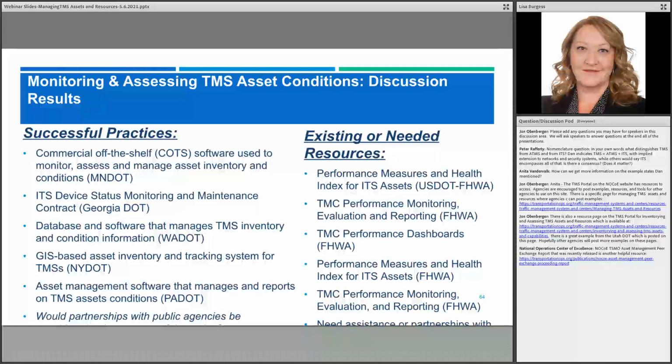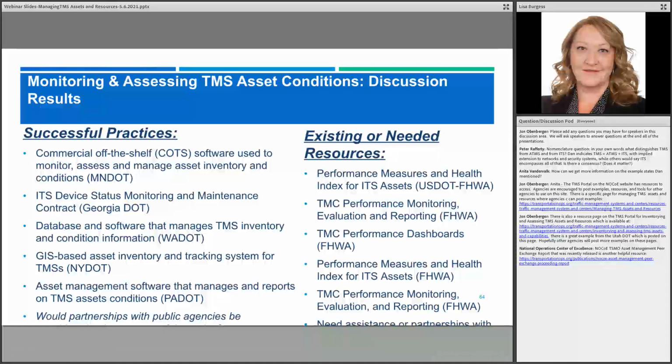Some of the existing or needed resources, again, there has been some emphasis recently on some of the TMC performance monitoring and evaluation, which has some emphasis on some of the asset monitoring functions. We've seen a lot of recent examples of TMC performance dashboards, which include some of the TMC operating functions, but many of them also include different asset information. I think FHWA has some information available through some of the performance measures and health index for ITS assets.